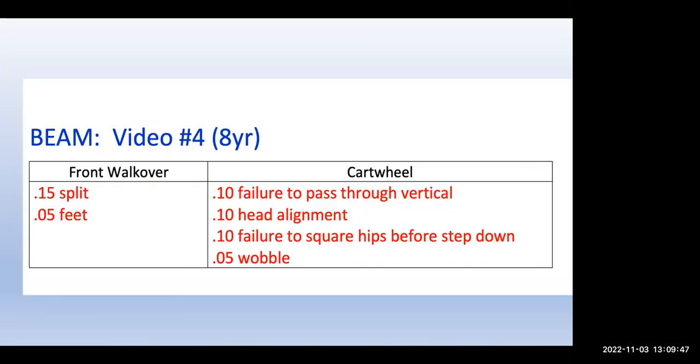The front walkover, she's choosing to not do a front handspring. She's doing a front walkover. So the expectation of a front walkover, just as a back walkover in compulsories, is 180-degree split of a slow flexibility acro skill. So 1.5 tenths off for split, 0.5 for feet. Cartwheel, failure to pass through the vertical, head is out of alignment, failure to square the hips before the step down. That is not something that's in our compulsory book, but that's something specific that the elite program is looking for. And then your wobble.